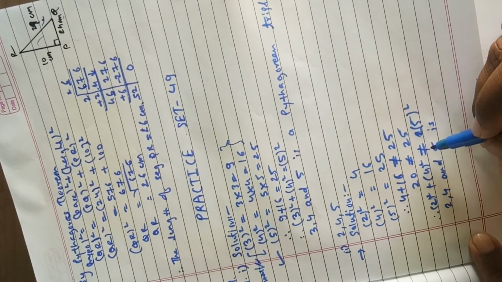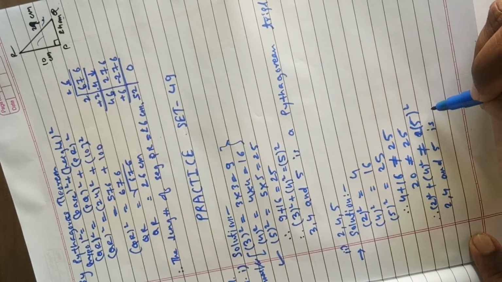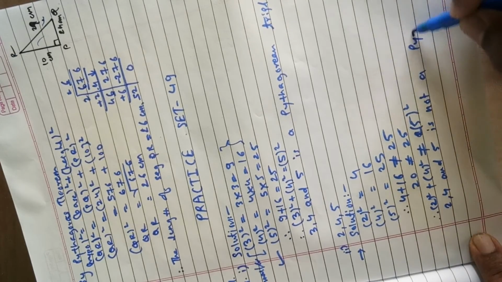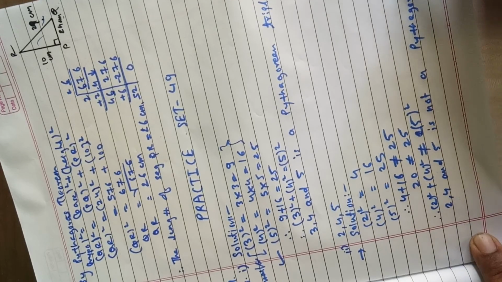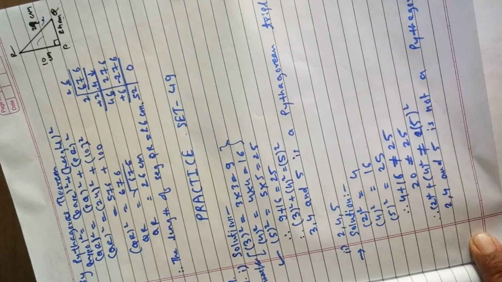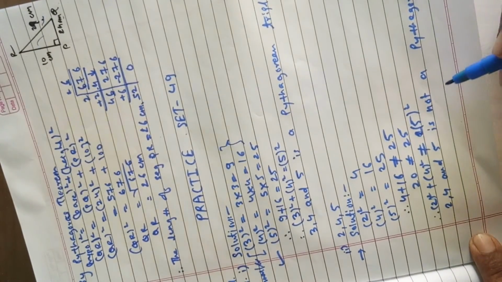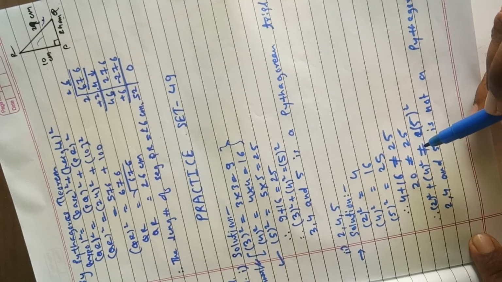Remember in the mind, what do you use the word not? 2, 4, 5 is not a Pythagorean triplet. So from these two examples you got the idea which one is the Pythagorean triplet and which one is not the Pythagorean triplet.